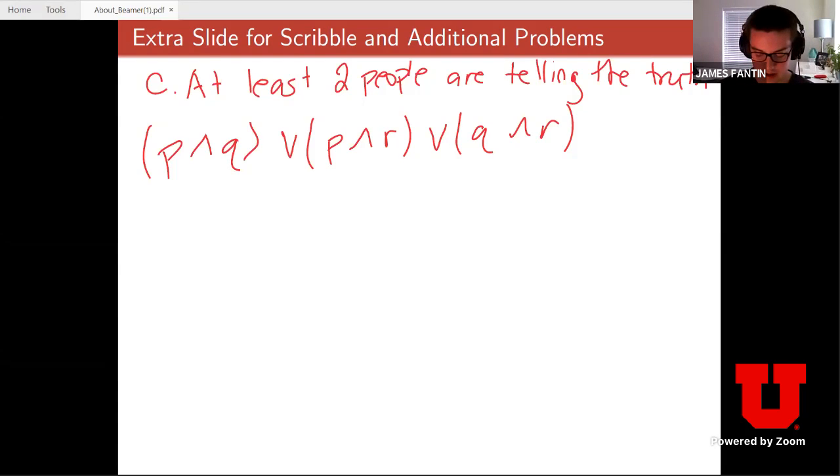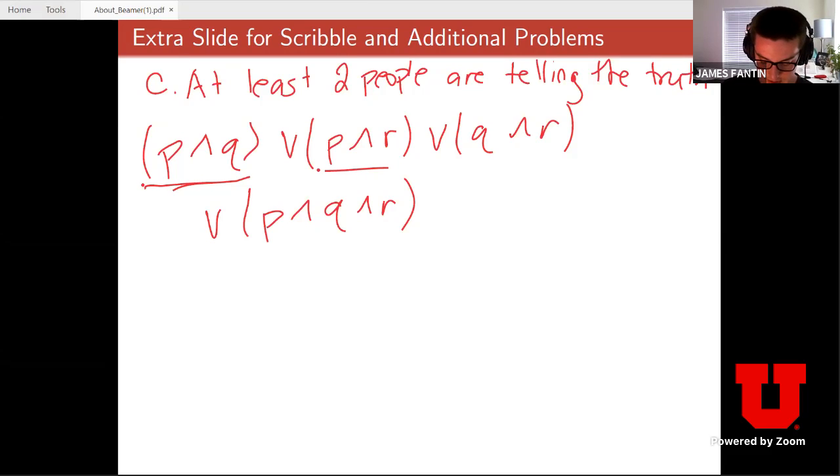And you might be wondering, why don't we have to add the case where all 3 people are telling the truth? For at least 2 people to be telling the truth, we could have all 3 be telling the truth and it'd be fine. So why don't we have to add P and Q and R as one of our answers? The reason is that it's already covered here with these ors. As long as 2 people are telling the truth, one of these 3 values is going to be true, and we or them together, we'll end up with a true value. So you don't actually need that longer statement to be added. Are there any questions on that one?